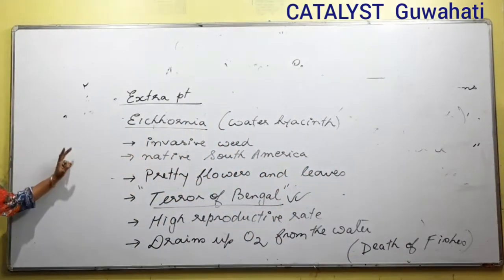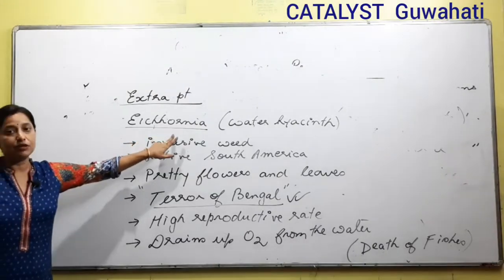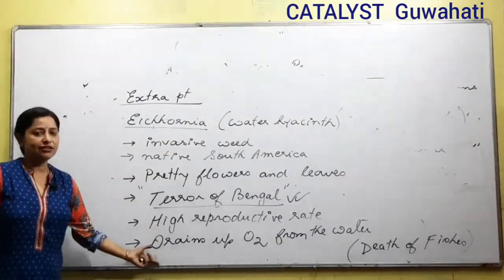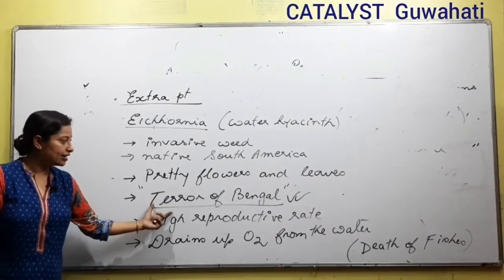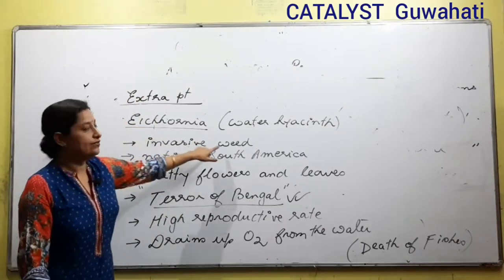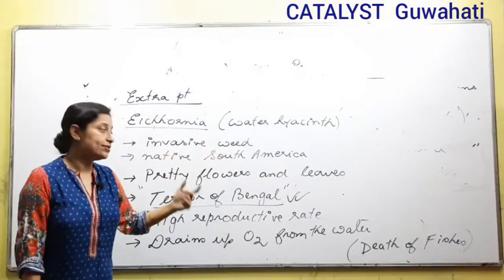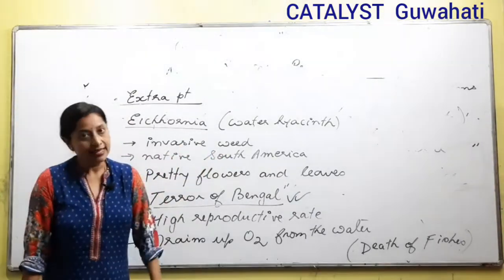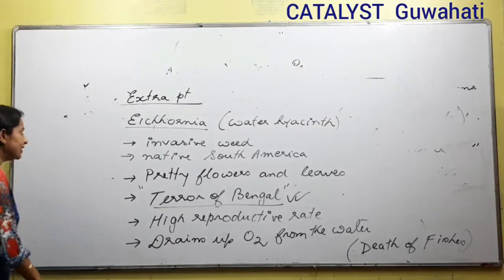Right, so we are discussing vegetative reproduction. This point doesn't have any relation with that point, but since we are talking about the term offset, and acornia is an example of an offset, these are the extra points that you have to remember. The question: terror of Bengal, which is acornia, what is it? An invasive weed, brought because of its pretty flowers and leaves.